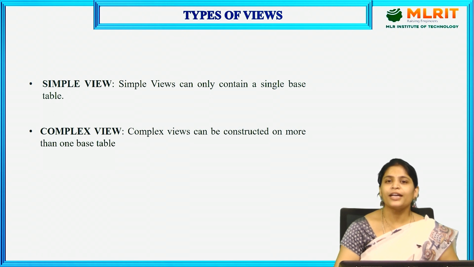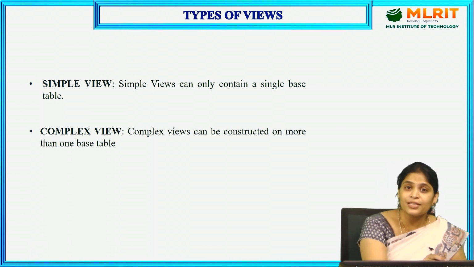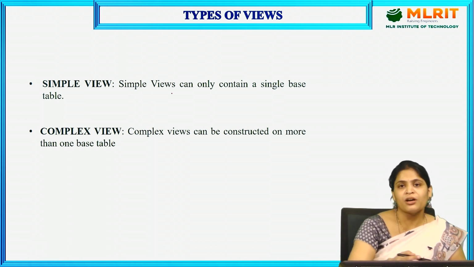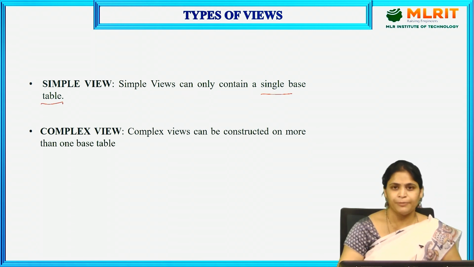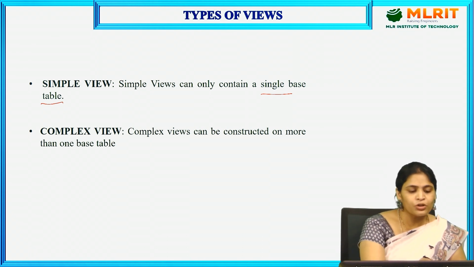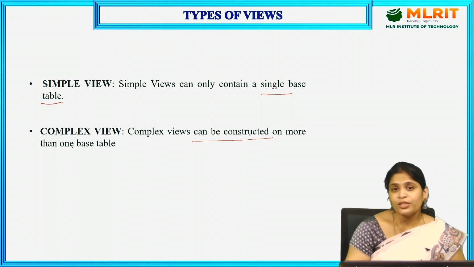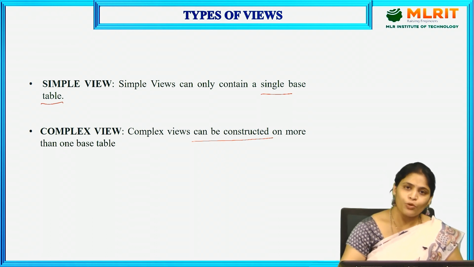Next one, types of views. Here we have two types of views, simple views and complex views. So, what is a simple view? Simple views are the views which are created by using only a single table, single base table. What is a complex view? Complex views can be constructed by using more than one table, that is, one or more tables.